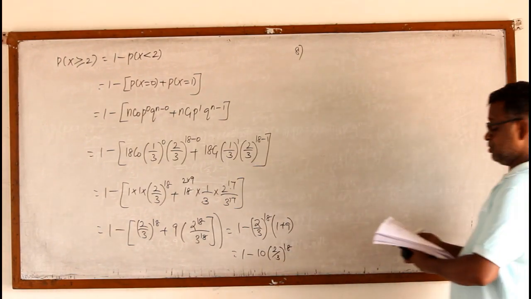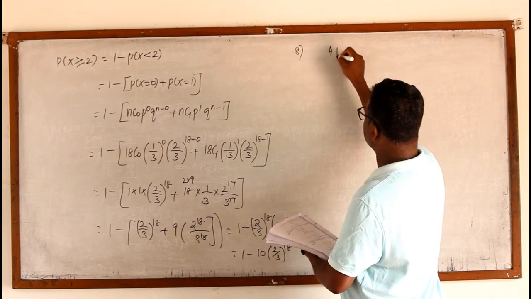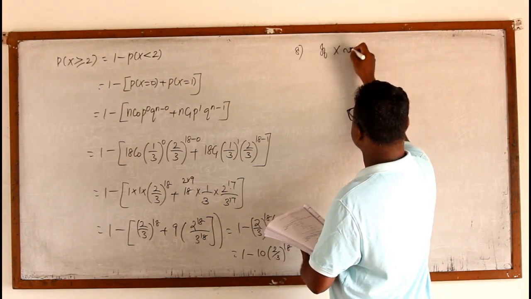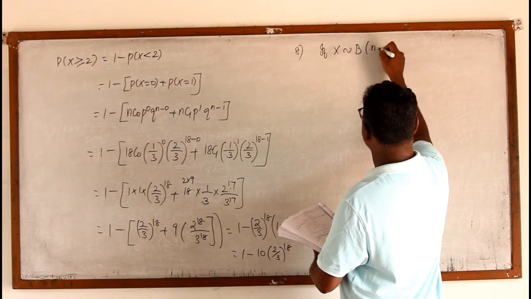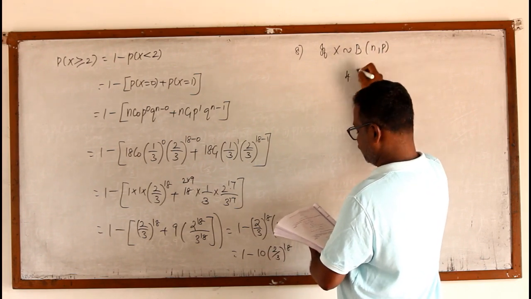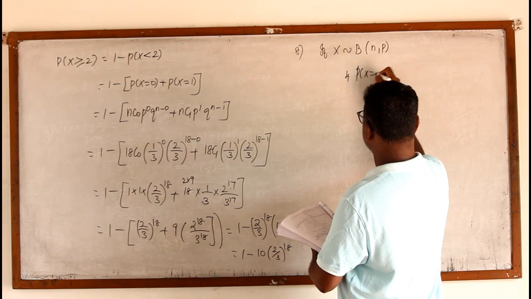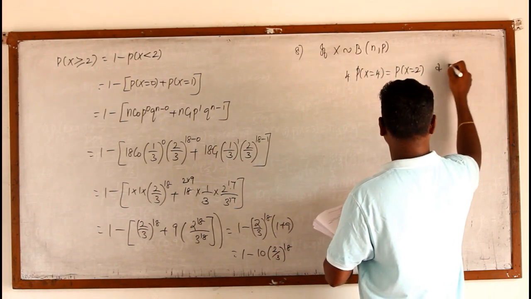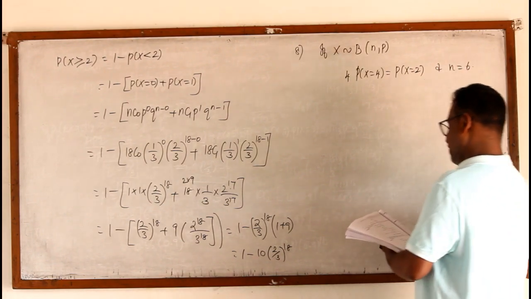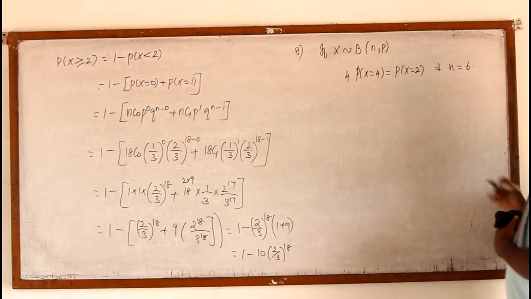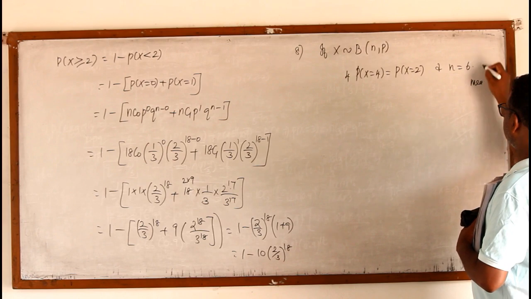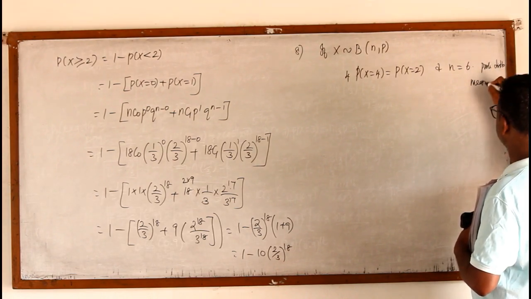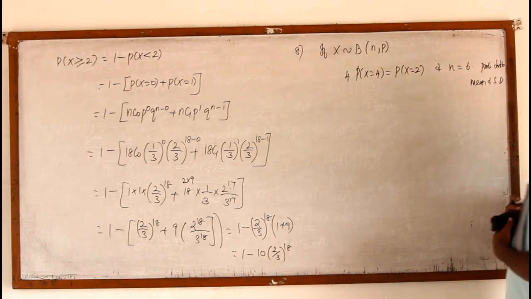In a binomial distribution, 4 into P of x equal to 4 equals P of x equal to 2, where x is B of n comma p and n equal to 6. Find the probability distribution, mean and standard deviation.